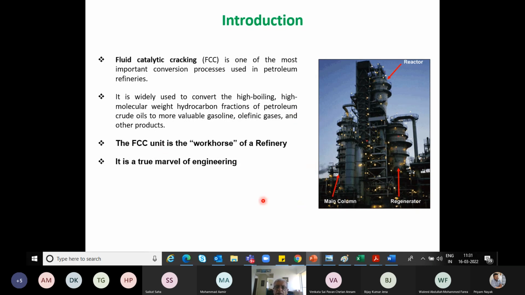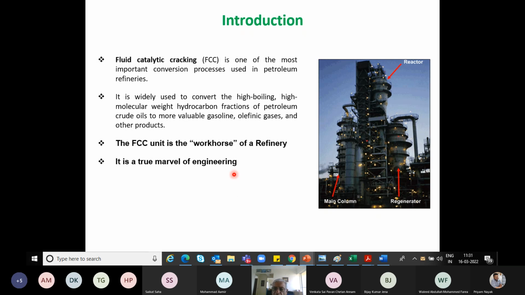If you ask me, the typical margin that you get in a refinery, it could be anywhere from $1 to $2 a barrel to something like $13–14 a barrel. This kind of a margin, the essential contribution into this margin or the profit is from the fluidized catalytic cracking unit. And essentially, it is a true marvel of engineering.